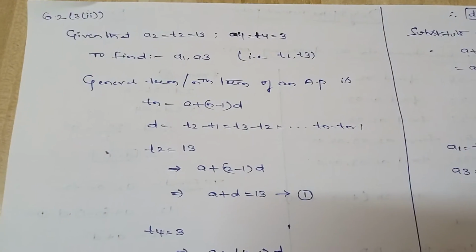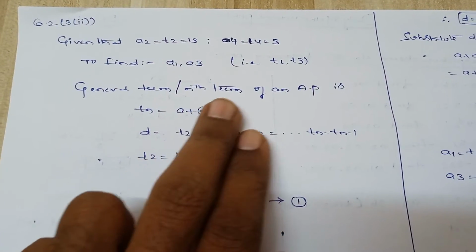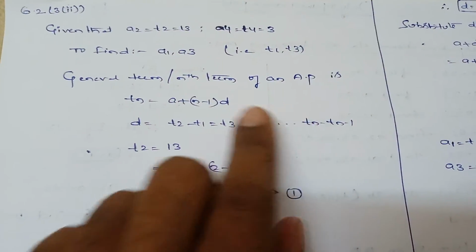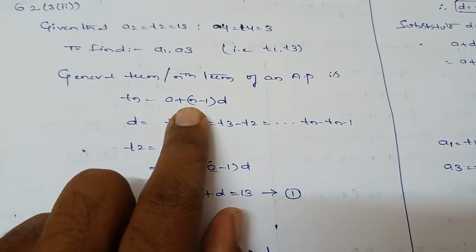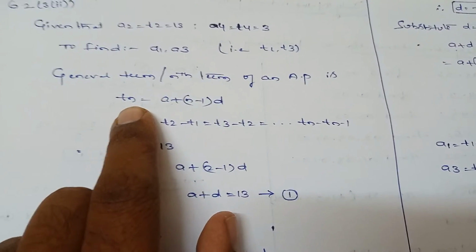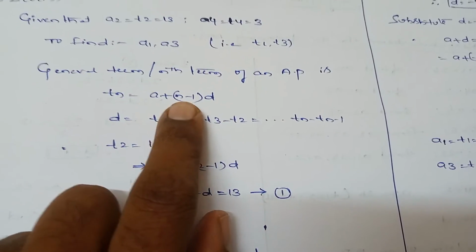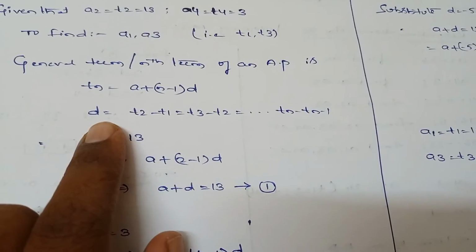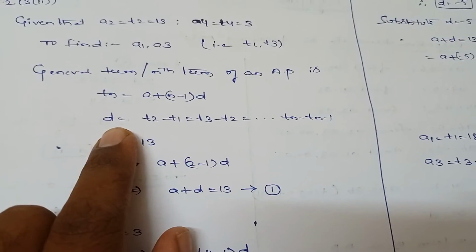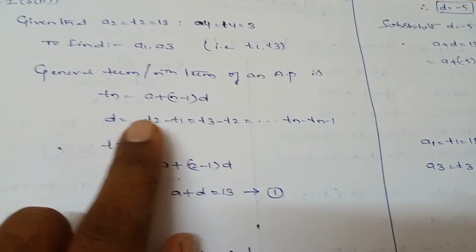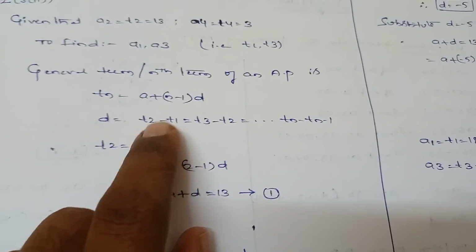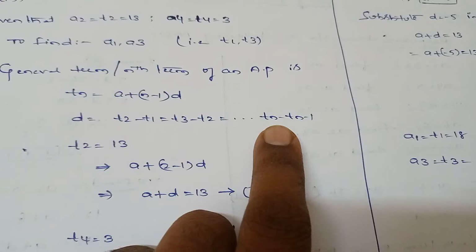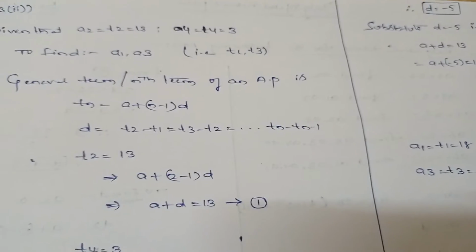Notation guys. Okay, so what is general term or nth term of an AP? General term of an AP or nth term of an AP is both the same. So it is given as Tn equal to A plus n minus 1 into D, where Tn is the nth term, A is the first term, okay, and D is the common difference. Okay, for D also we have formula. D is called as the common difference. The formula to find the common difference is T2 minus T1, second term minus first term, T3 minus T2, third term minus second term, so on, Tn minus Tn minus 1.